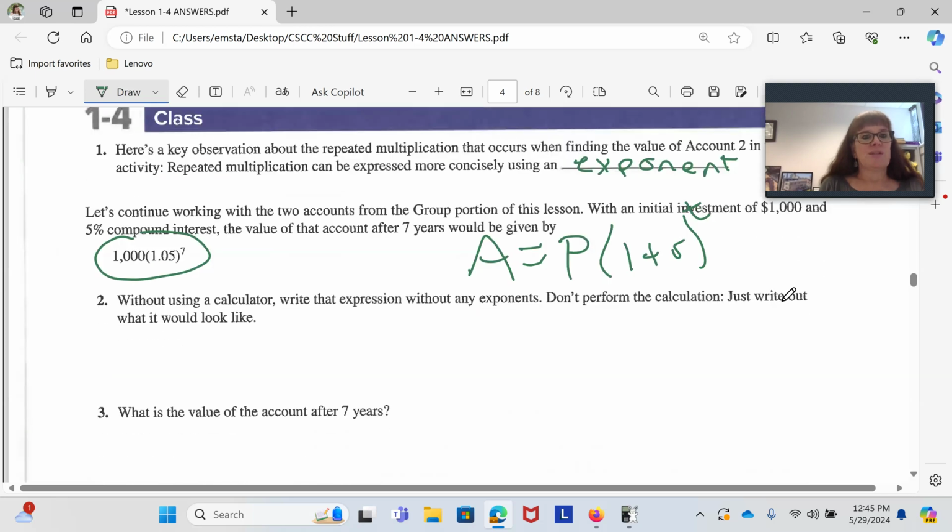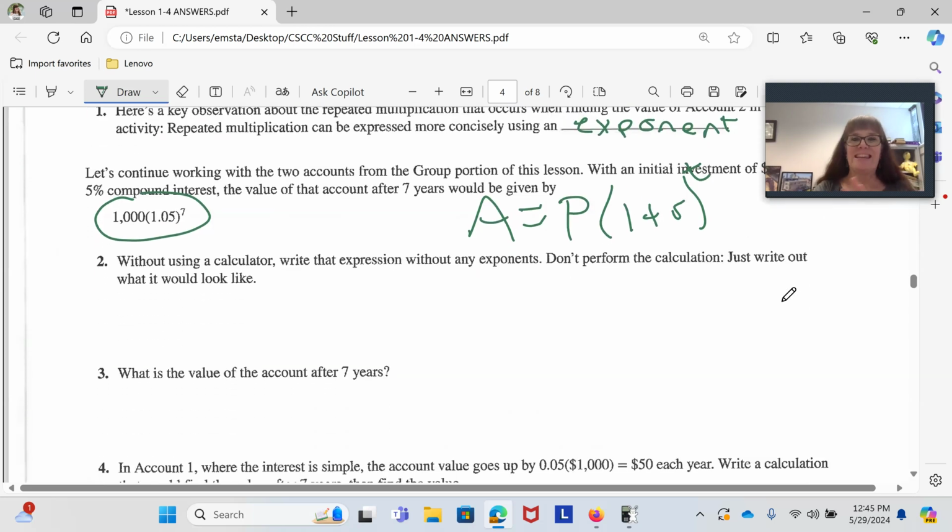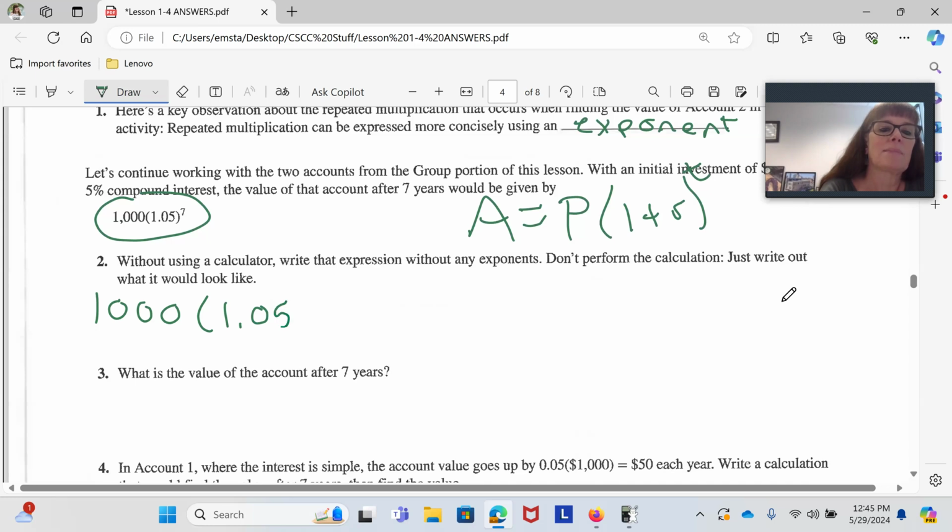Now, number 2 says, without using a calculator, write that expression without any exponents. They don't want us to get the answer. Don't do the calculation, just write it out. And you'll see real quickly why we would prefer to use exponents instead of doing it like this. I would be starting with $1,000, and then I'm going to multiply that by 1.05. And the important question is, how many times do I need to multiply it by 1.05? As many times as the exponent is. This exponent was 7, so I have to write out 1.05 7 times.